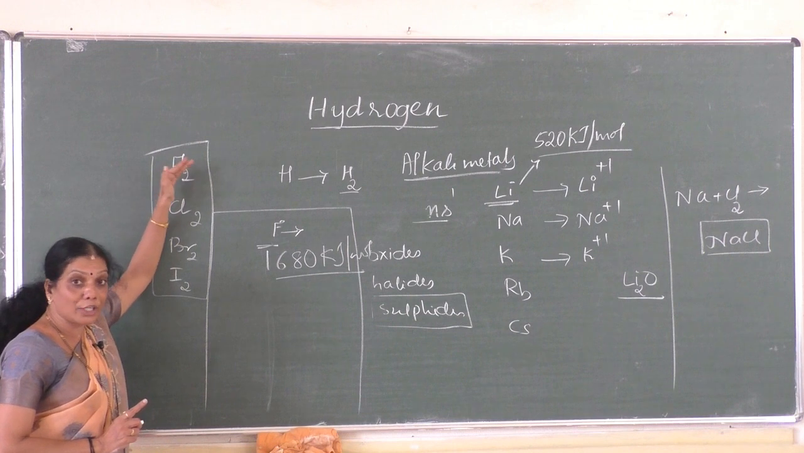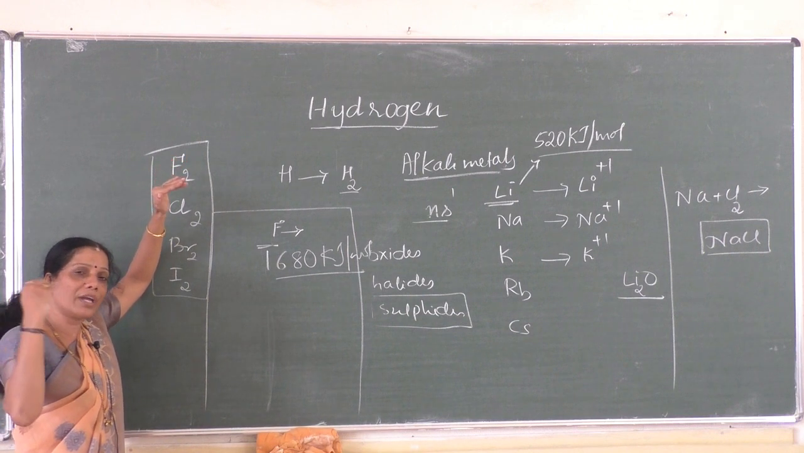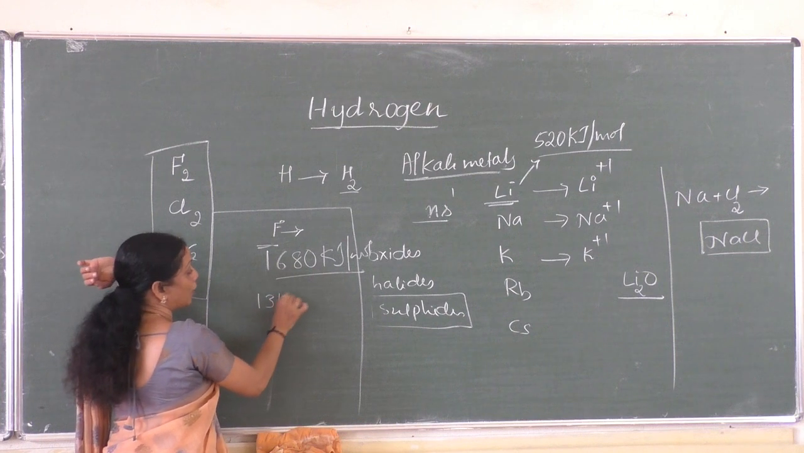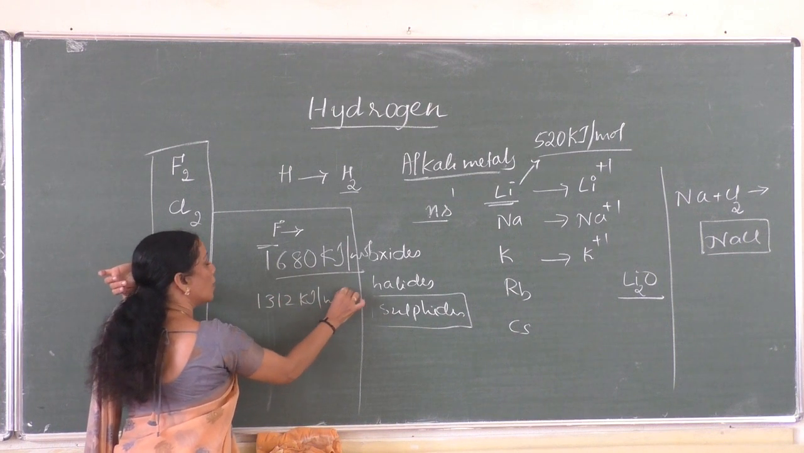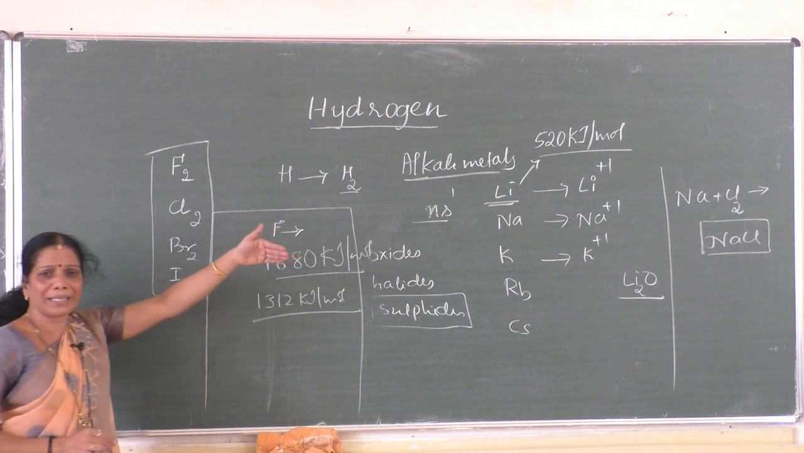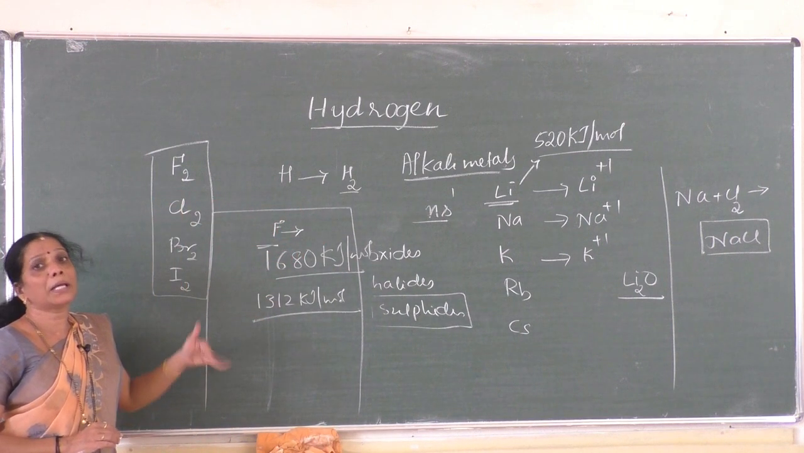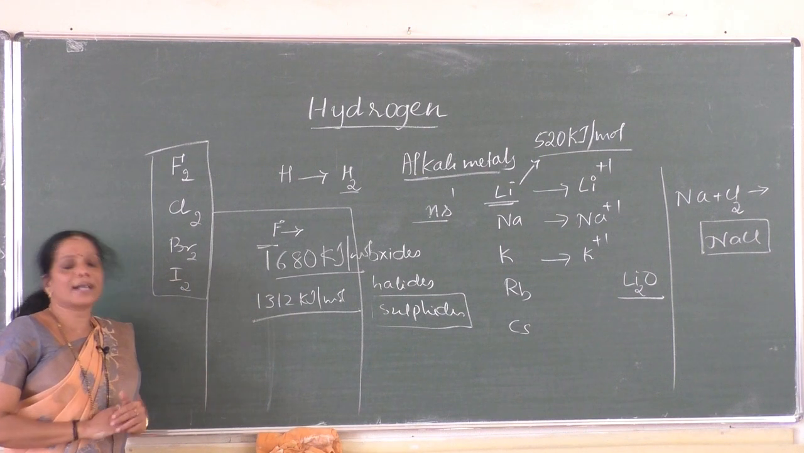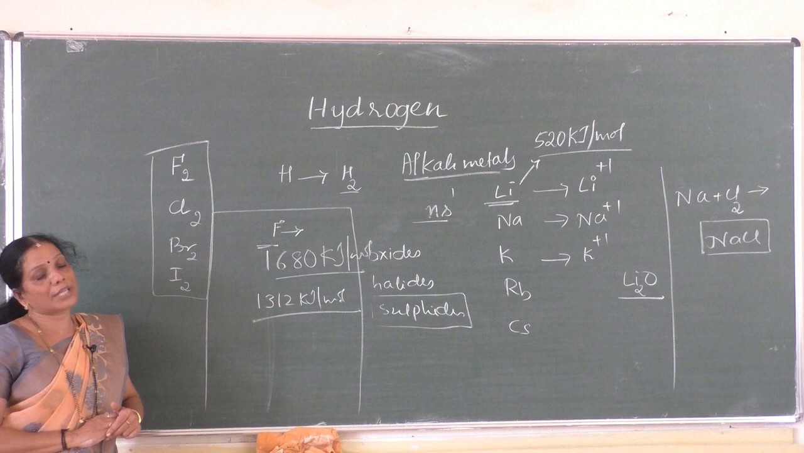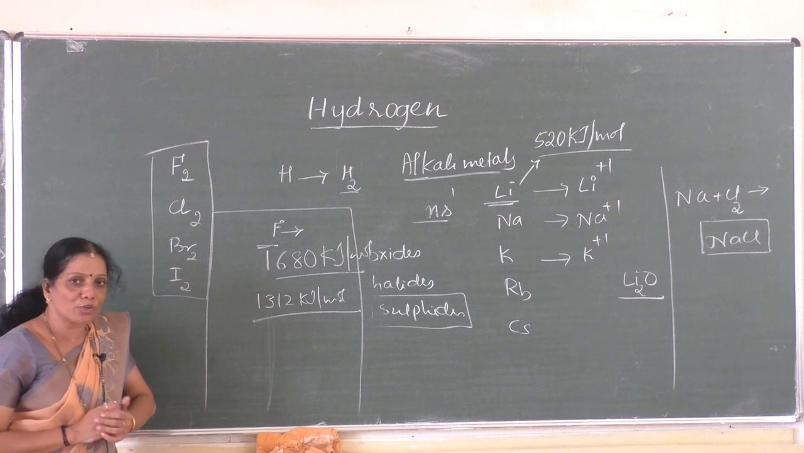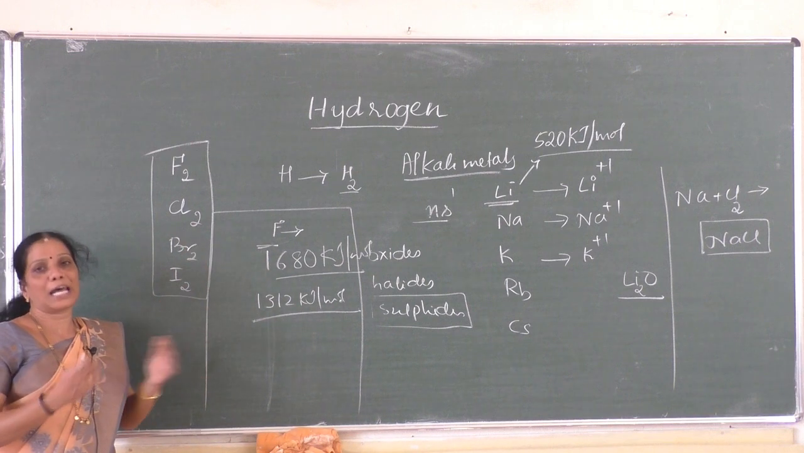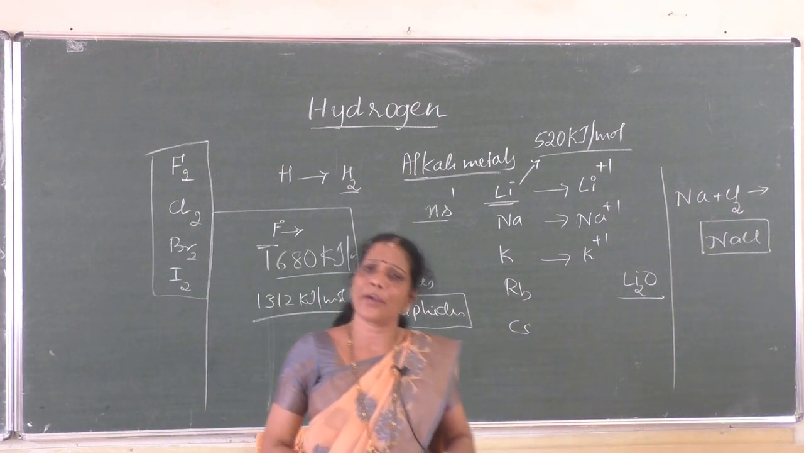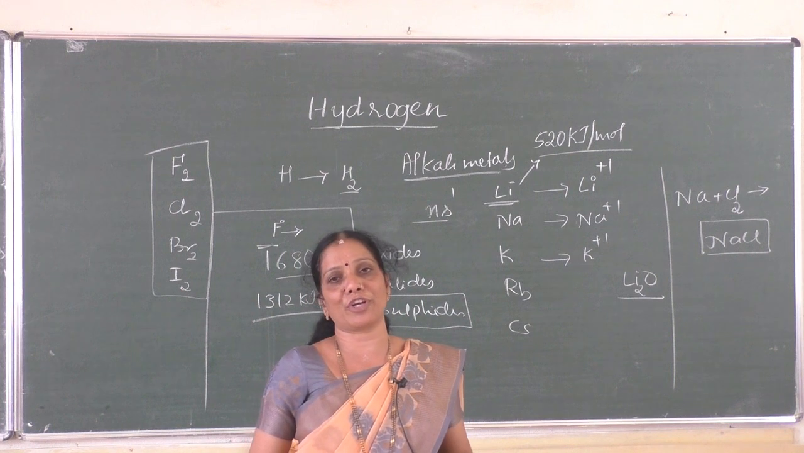Whereas if I consider hydrogen, the ionization enthalpy is very, very high, isn't it? We know that it is equal to 1312 kilojoules per mole. Whereas the alkali metal has very less ionization enthalpy. That means with respect to the ionization enthalpy, with respect to its existence, with respect to the tendency to gain the electron, the properties of hydrogen are similar to that of what? Halogens.